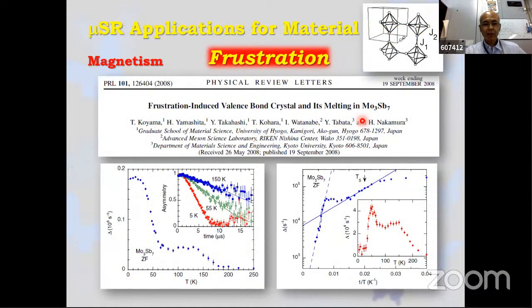And this one is also very interesting, the frustrated material. This is a good example of sensing the lattice vibration by muons. Lattice vibration is not so easy to sense even by using other experimental techniques, but we can sense the lattice vibration by using muons, because the muon is a very fine tool to discuss very small changes in the magnetic state.